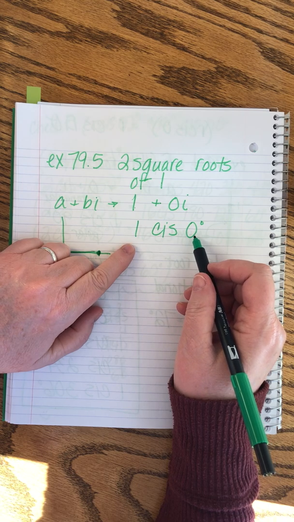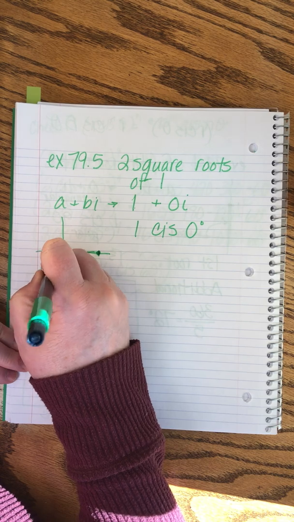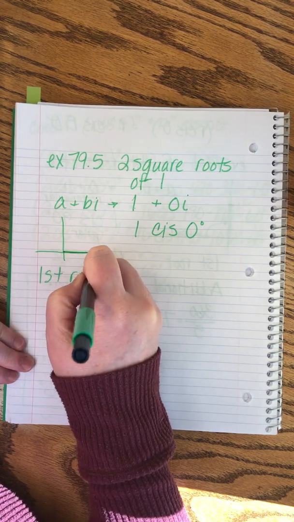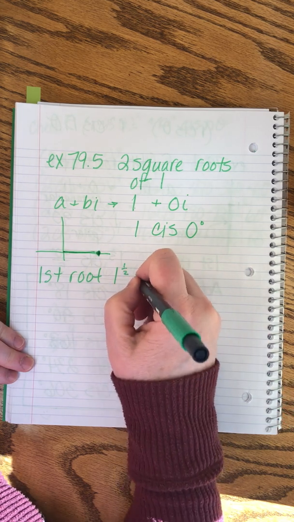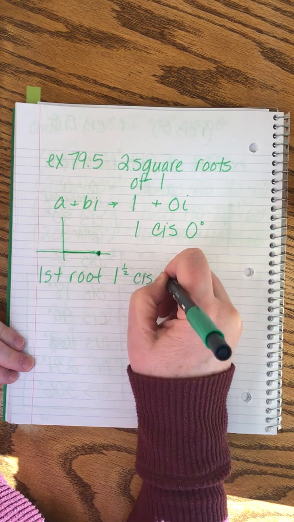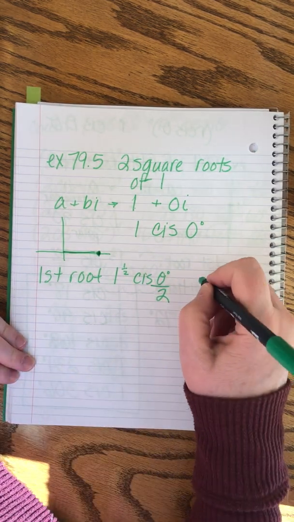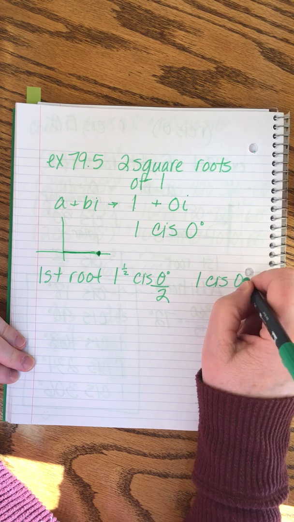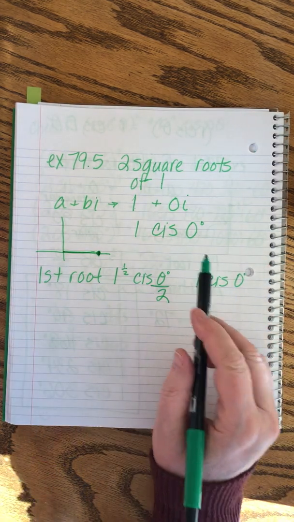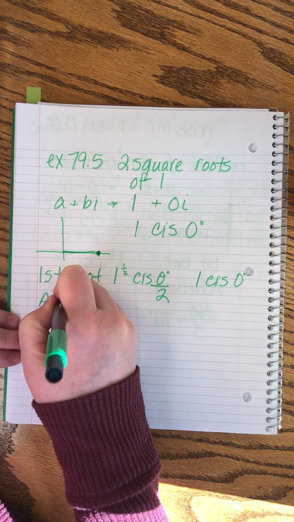So there's 1 cis 0 degrees. Now what we want to do, to find the first root, is take the square root of 1 and divide 0 degrees by 2. So that would be 1 cis 0 degrees. It's the very same thing. Okay, cool. Now for the additionals.